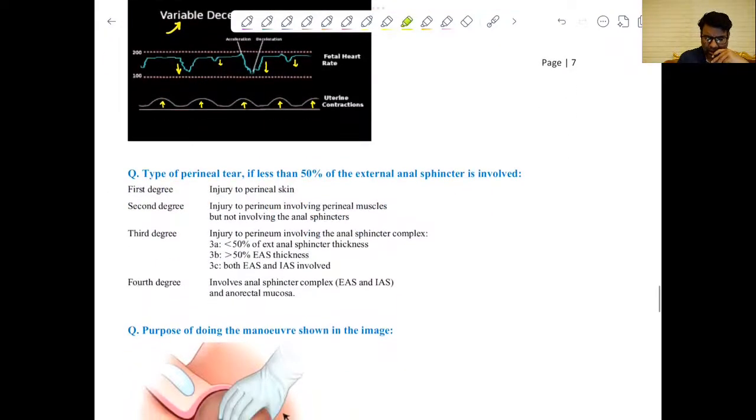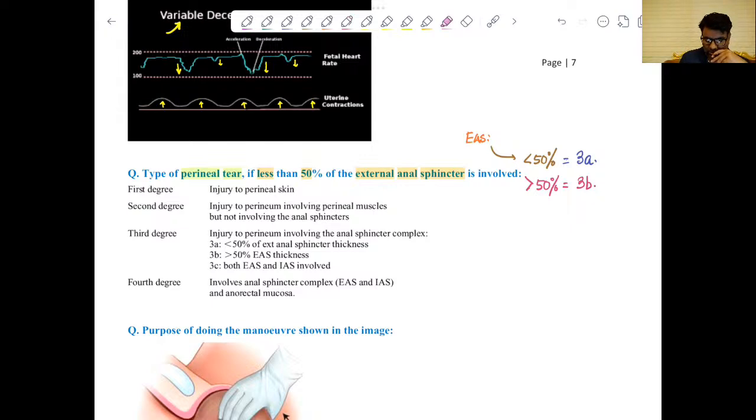The next question is about perineal tear, and here it is being said that there is less than 50% of the involvement of external anal sphincter. We know that there are two types of sphincter, external and internal. So external anal sphincter, if the involvement is less than 50% of its size, you will call it 3A, right? So this is 3A. And if the involvement is more than 50% of the size of external anal sphincter, you will call it 3B.